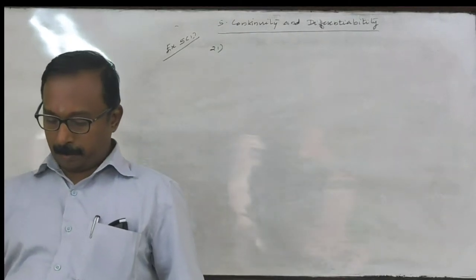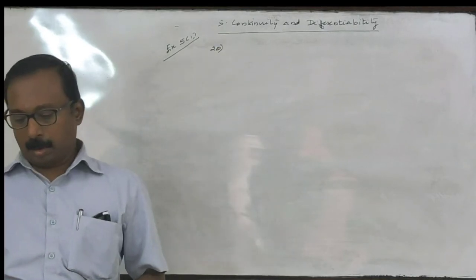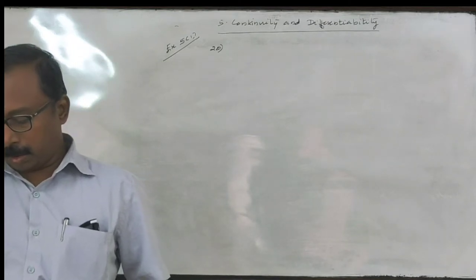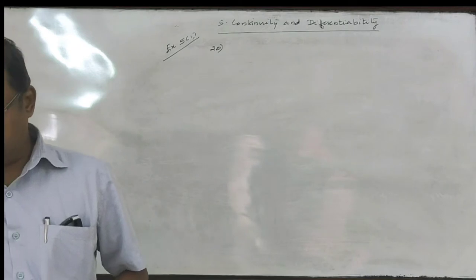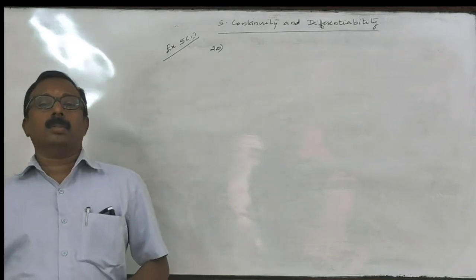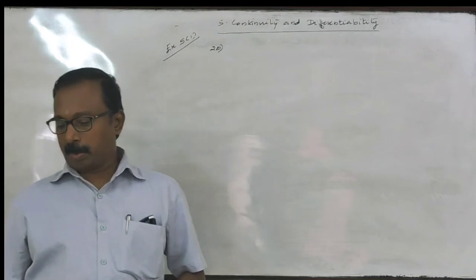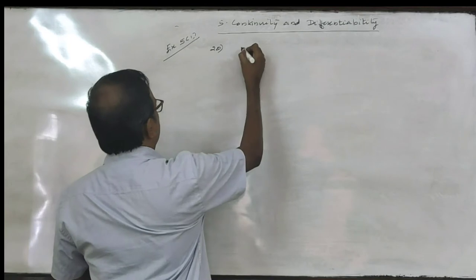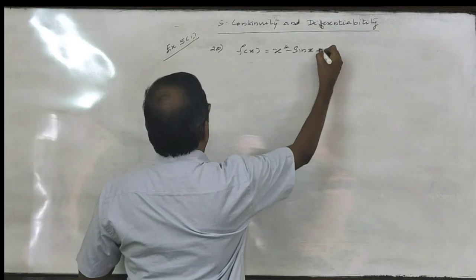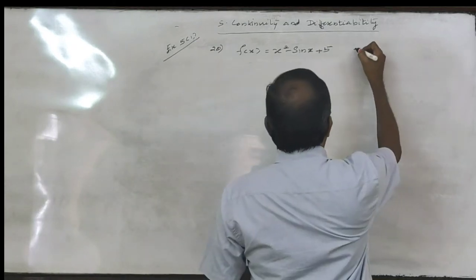Next is the 20th question, not the 21st. The 20th question: is the function defined by f of x equal to x square minus sin x plus 5 continuous at x equal to pi? F of x is equal to x square minus sin x plus 5, at x equal to pi, continuous at x equal to pi.